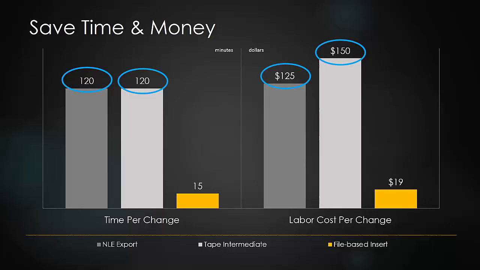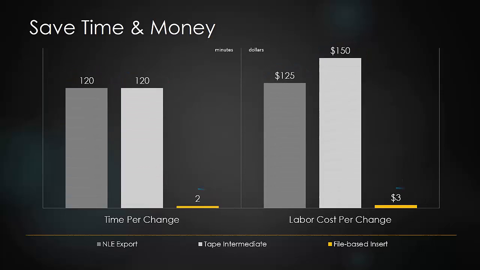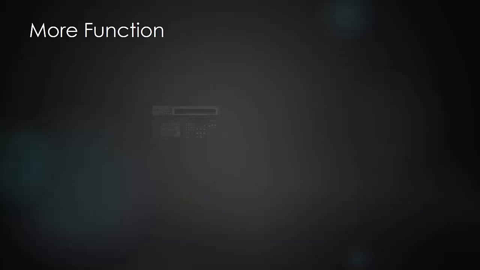In our diagram, we stated that an InsertEdit would take about 15 minutes, but that's assuming the actual insert is about 15 minutes long. If your actual insert is only 2 minutes, then your labor costs are roughly $3 per change. So you can see that InsertEdit can help your bottom line immediately.